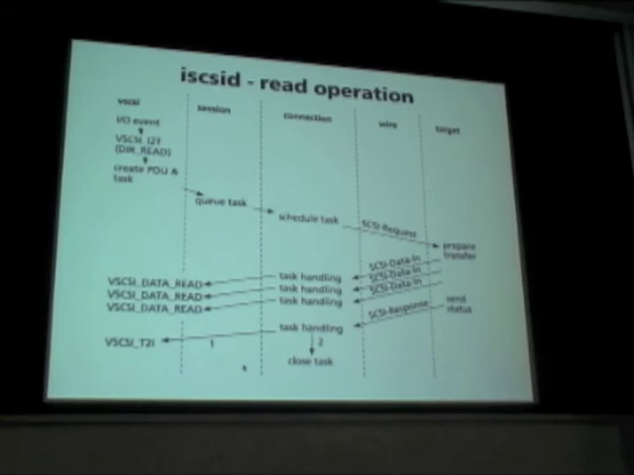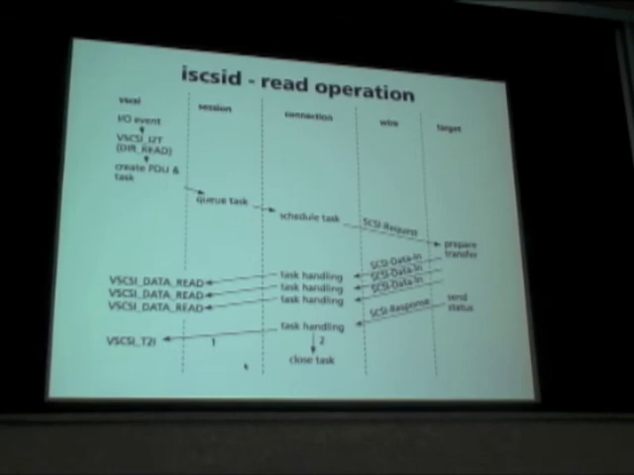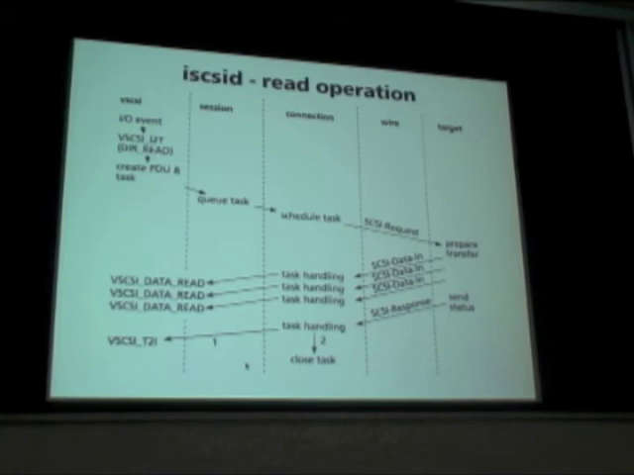Now we see, okay, it's a read operation because this example is for a read operation. We create the PDU, we queue the task, we schedule the task. Then the task is sent over the wire as an iSCSI SCSI request to the target. The target is preparing the transfer and then starts sending us the data back in SCSI data in messages. It can be a single one or it can be multiple ones. Here I just assume that there are multiple ones.